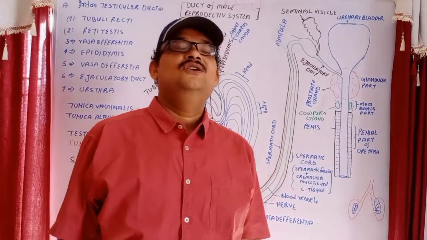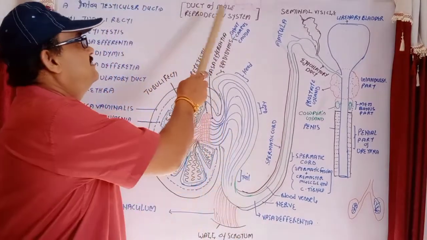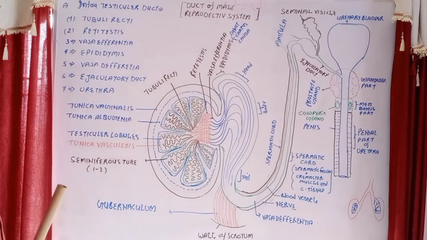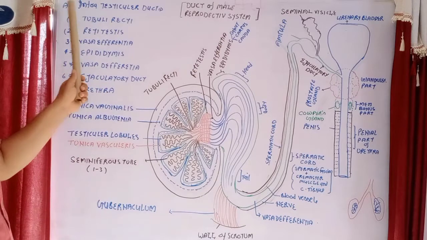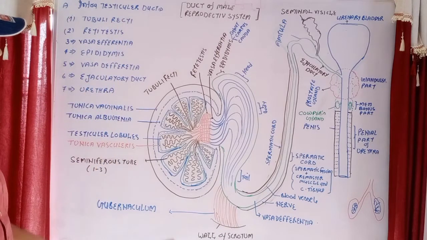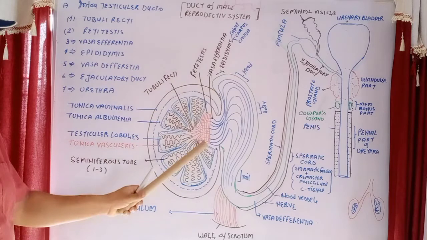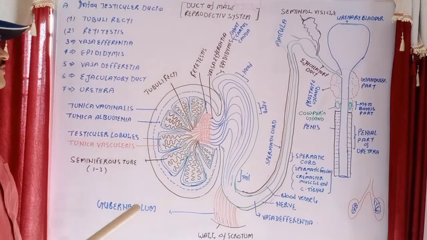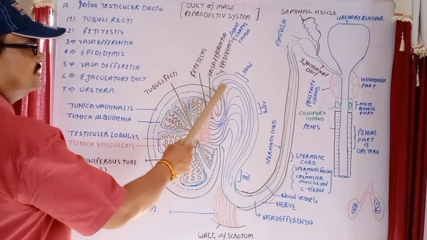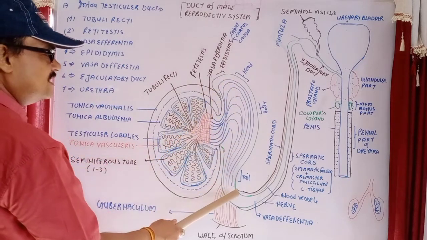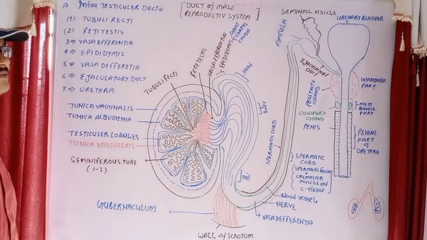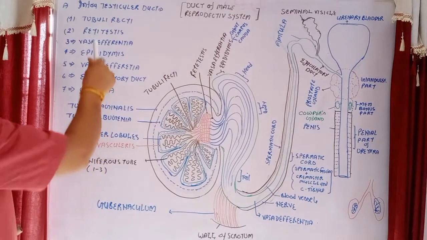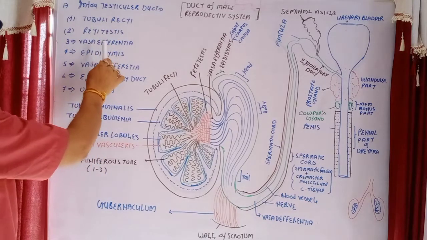Hello students, today we will talk about the ducts of the male reproductive system. As you know, there are two types of ducts: intratesticular ducts, which are the ducts present inside the testis, and the ducts which come out from the testis and are present outside it, known as extratesticular ducts.